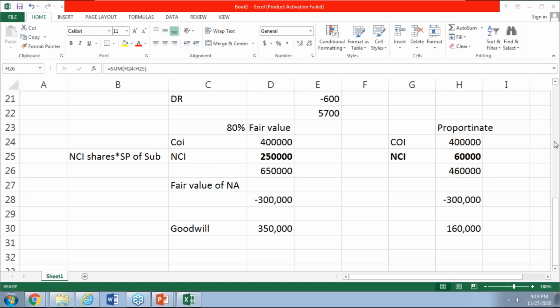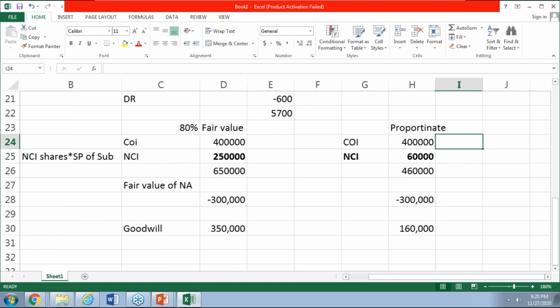Sometimes the examiner might ask you to calculate the goodwill using the proportionate case, in which you are required to calculate the fair value of net assets and take the percentage of NCI, which will become your NCI at acquisition. Yes, we can also solve this by ignoring the NCI as well.